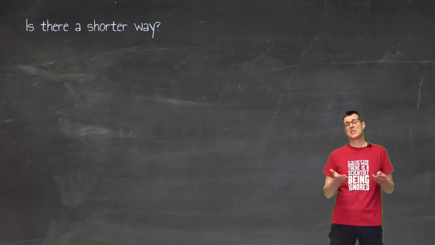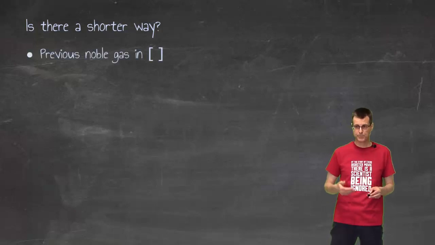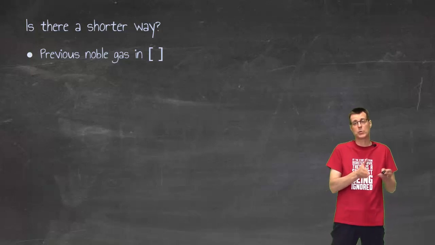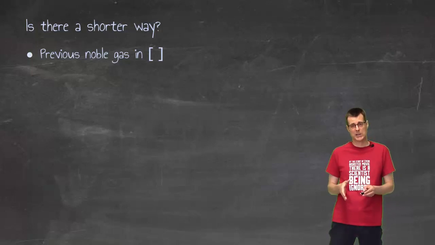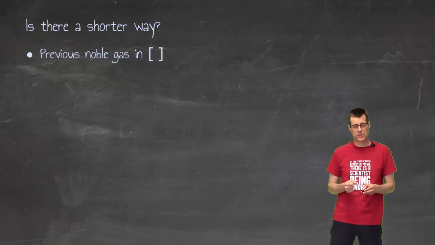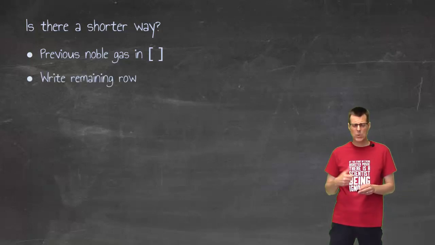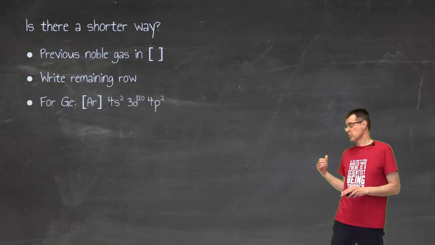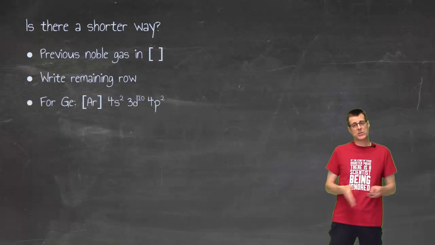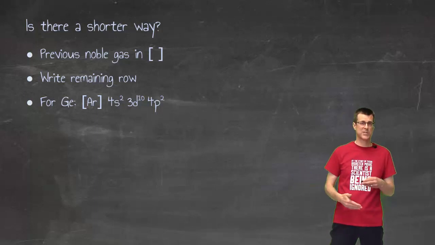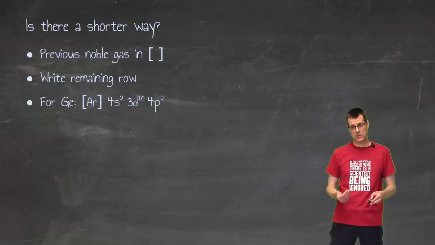And the answer is yes, there's a shorthand. What we do for the shorthand is we take the previous noble gas and we put it in square brackets, and that represents, let's call it, the core of the atom or the electrons, and then we write the remaining row. Okay? So for germanium, the previous noble gas is argon, and everything after argon, well, it's 4s2, 3d10, 4p2.